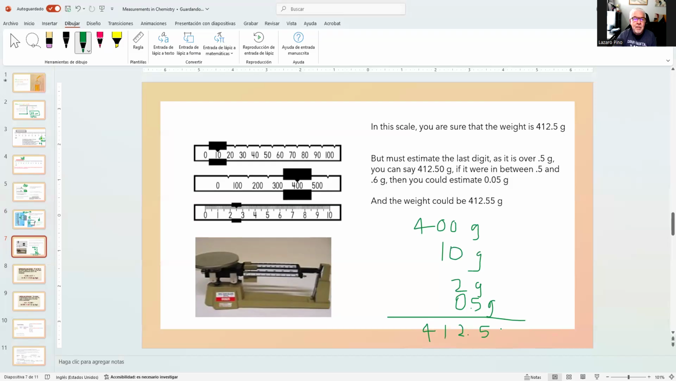No. You have to estimate an extra digit. Well, in this case, it's sharp on 0.5, then I will estimate the 0. And this is your answer. You have to estimate always the last digit.